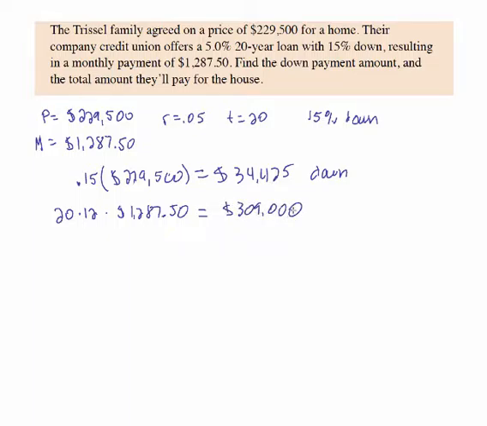But of course, that's not everything that's going to be paid for the house. There's also the down payment, which we calculated to be $34,425. And so we add those two results together to get the total amount that this family will pay for the house. And it works out to be $343,425. There's the total amount they will pay for their $229,500 home.